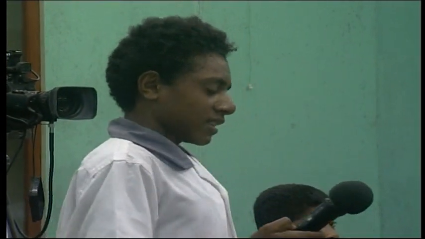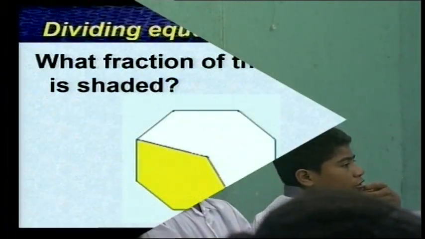Okay. Yeah, this shape has 8 parts, so it's divided into 8, so it's 3/8. 3/8. So how many parts have been shaded? 3. 3 parts have been shaded. So it is 3/8 of the shape that has been shaded.